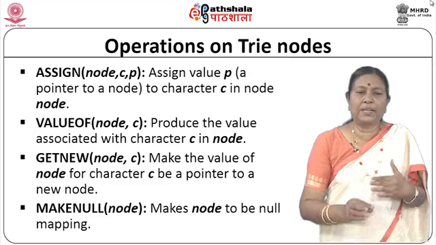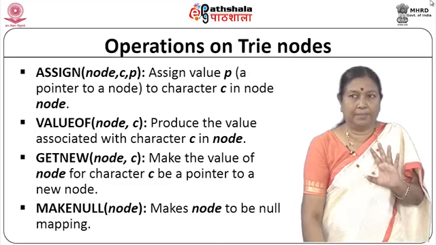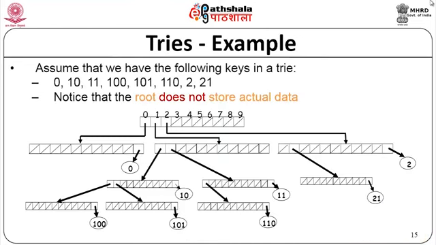And make null node makes node to be a null node in case there are no further prefixes or words coming. So, another example of a trie, this time with a numerical example, is using, assume that we have the following keys: 0, 10, 11, 100, 101, 110, 2 and 21. If you see here, just look at the way we are representing each as a 10-member node, because 0 to 9. Now, you start with 0.